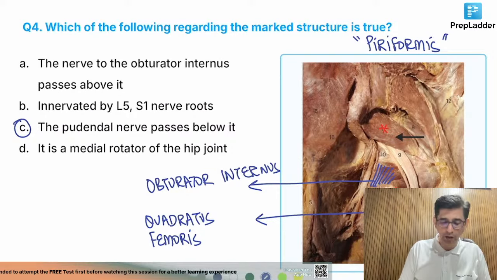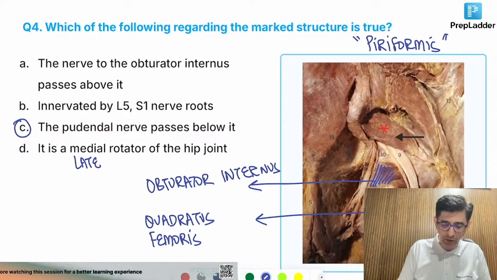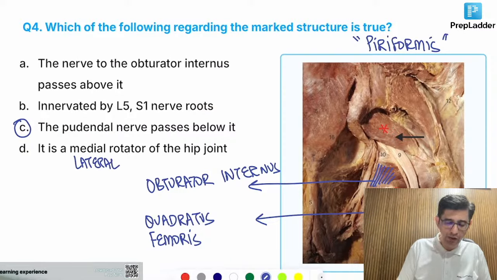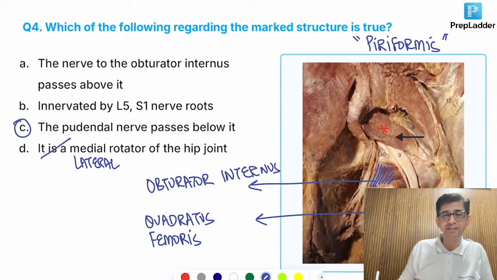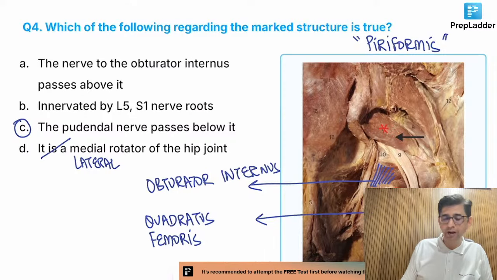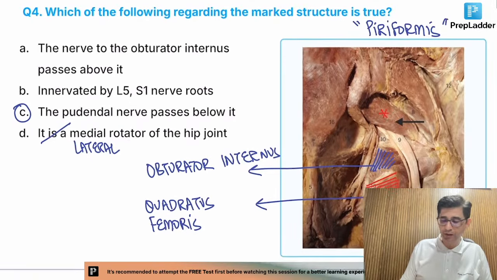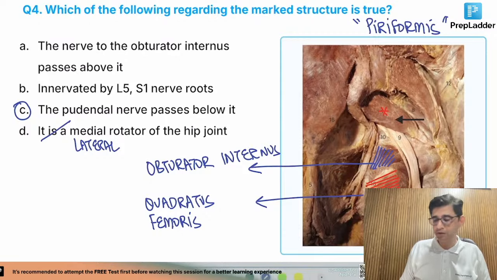This muscle is a lateral rotator of the hip, right? So that's why option number D is wrong. And the nerve to obturator internus passes above it? The muscle is below, so the nerve to that will also be passing below it. And the nerve roots related to this would be basically S1 and S2, and not L5 and S1. So the correct answer for this question is option number C.